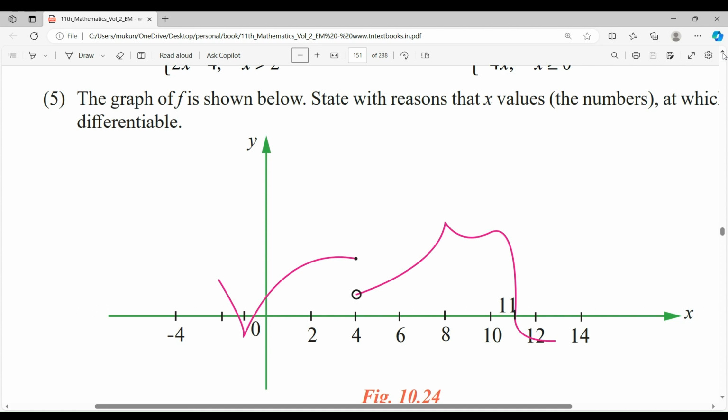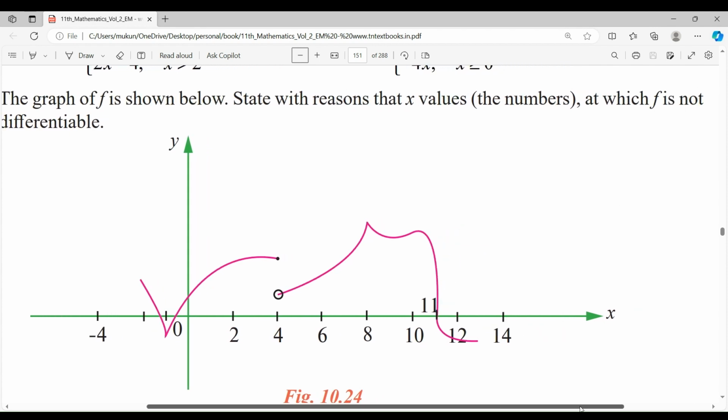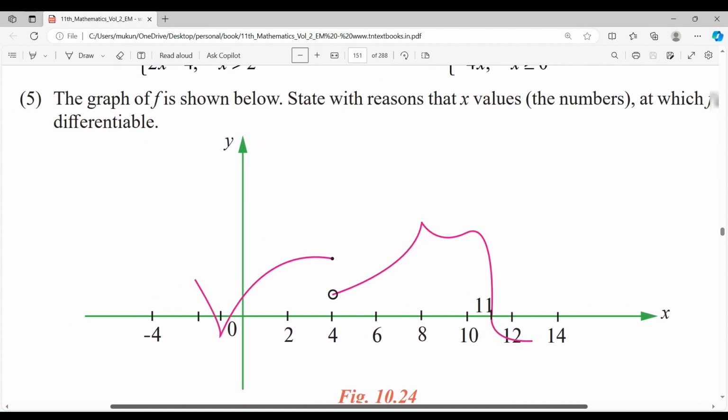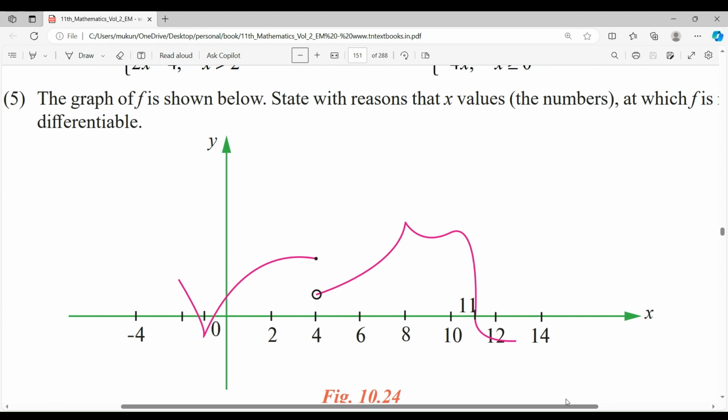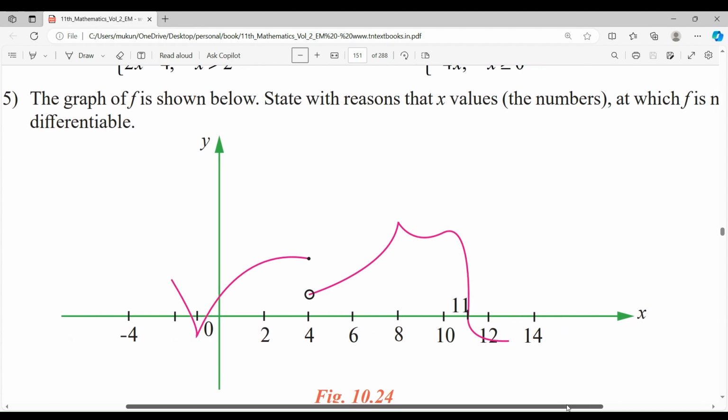There we have the problem on our screen. The graph of f is shown below. State with reasons the x values, the numbers at which f is not differentiable, right? So we have a graph in front of us.